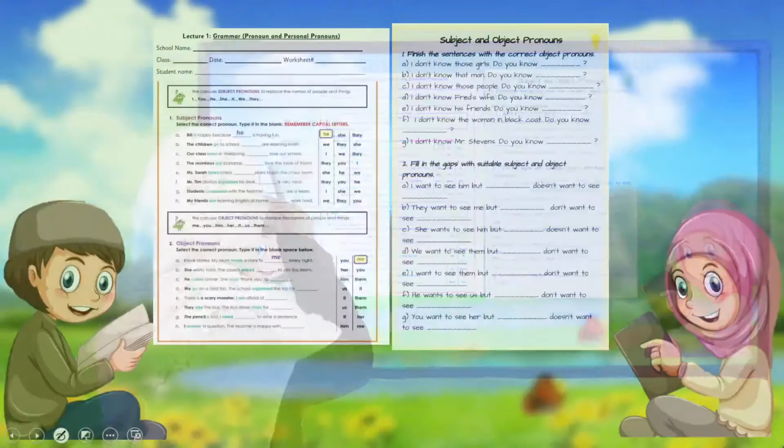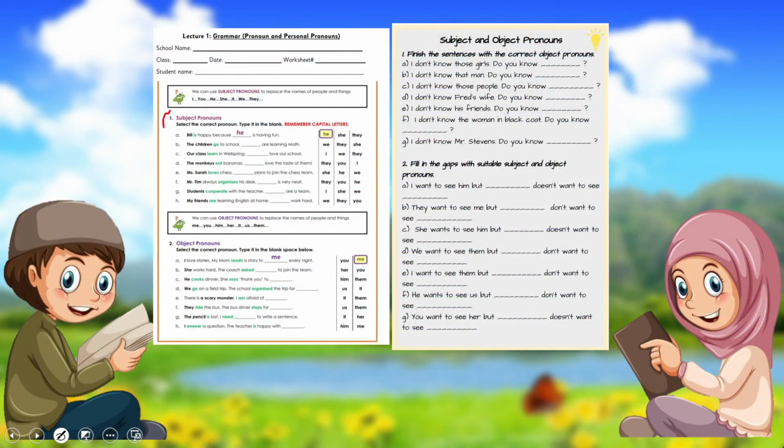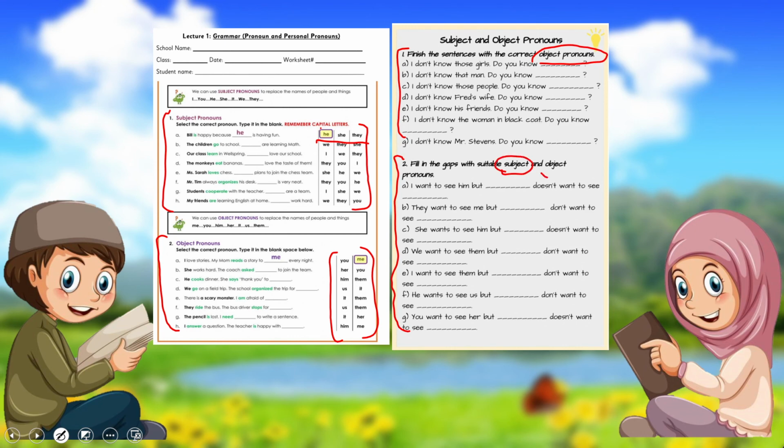And my dear children, in this first part, you have to select the correct pronoun from the list. There are 3 options. You have to select the correct one. Again, in the second part, you have to select one from these 2 columns. Here, you will complete the sentence by using the object pronoun. In this part, you will complete the sentence by using both subject and object pronouns. So be careful, read carefully, and complete all these tasks on these worksheets.